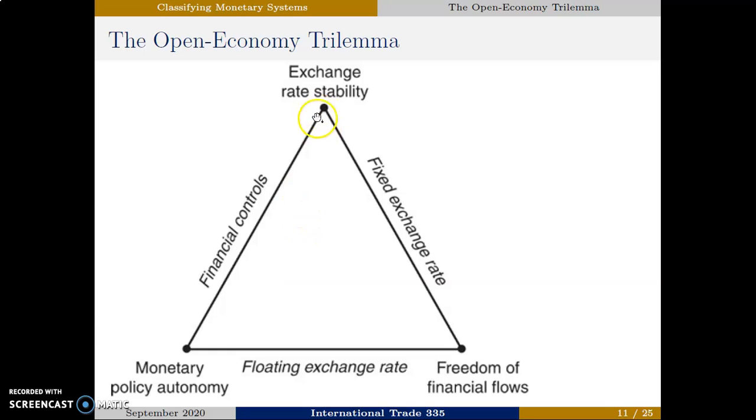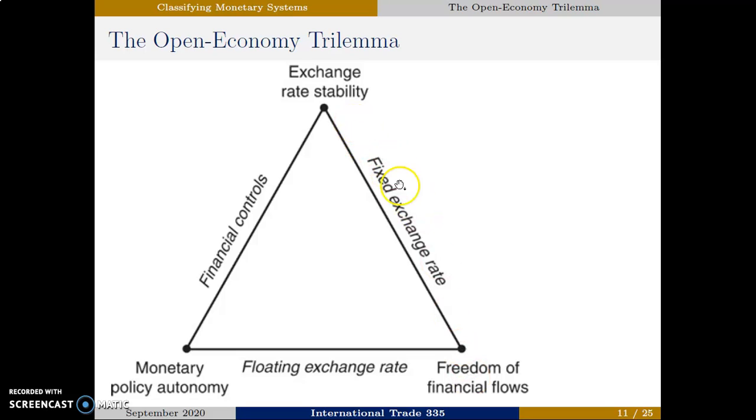Second, the left side of the triangle. If a country decides to pick independent monetary policy and exchange rate stability, it must have financial controls and cannot have freedom of financial goods or capital goods.